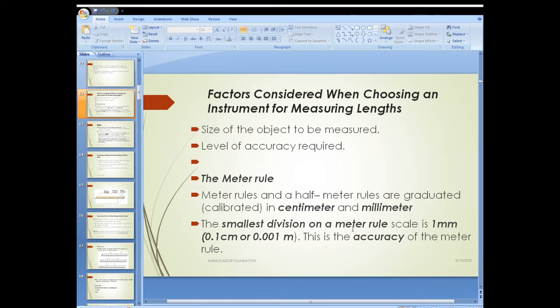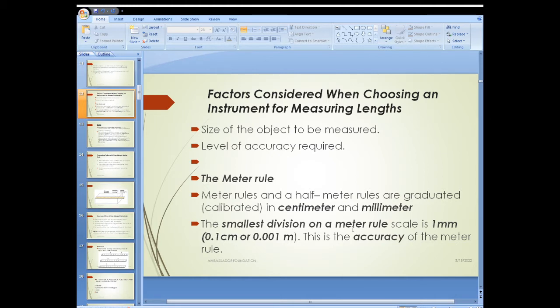The level of accuracy required, this is what we are going to see in our next slide. Accuracy is the smallest value an instrument can read or can measure. So if you require a very high accuracy, look for an instrument that has a very low value. The one that can measure very small values is the accuracy.